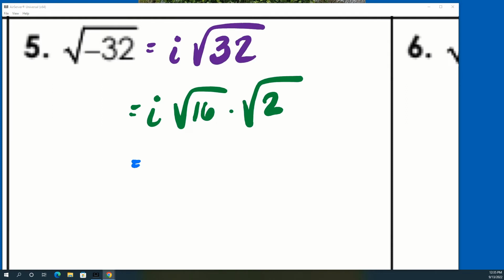Okay. All right, and then just like the last one, this is very similar. The square root of 16 is 4, so we're going to write 4i, and then the square root of 2 we would write last.